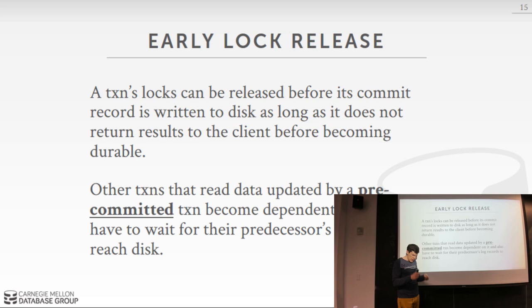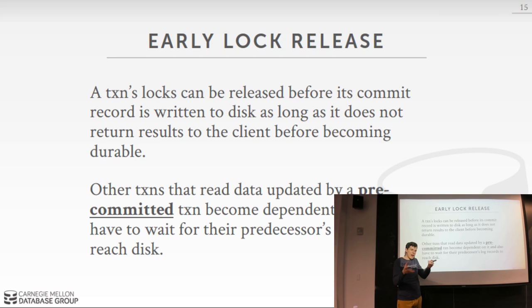They can release those locks, allow other transactions to start running, and read their writes, read their changes, because you're going to assume that they're going to commit. And then only when the transaction's commit record is actually flushed out to disk, then it's truly committed, and we can start exposing information to the outside world.